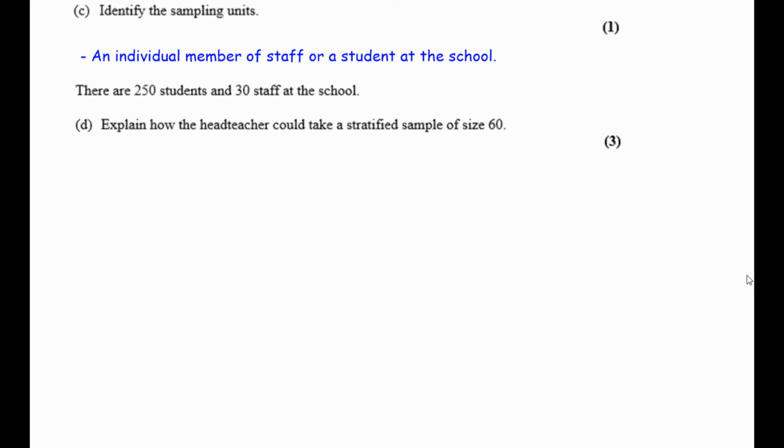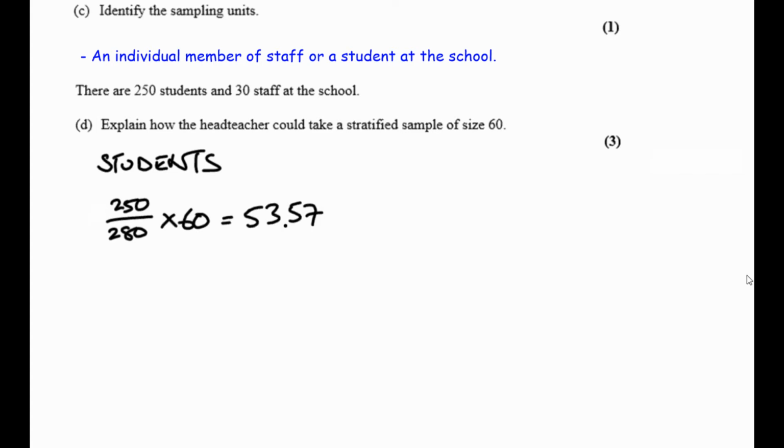Okay, moving on to part D. There are 250 students and 30 staff at the school. Explain how the head teacher can take a stratified sample of size 60. So the population size is 280, and what proportion of that population are students? Well, that's going to be 250 over 280. And to know how many students I need, I multiply that by the sample size of 60, which is 53.57 to 2 decimal places.